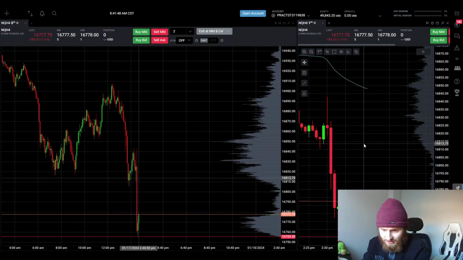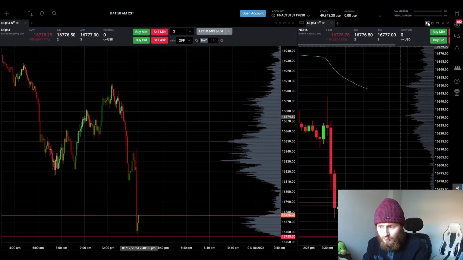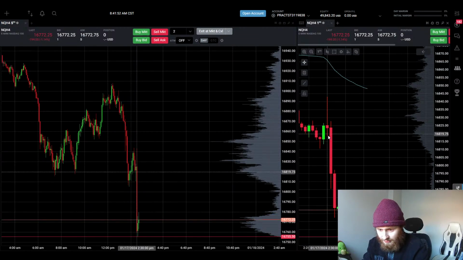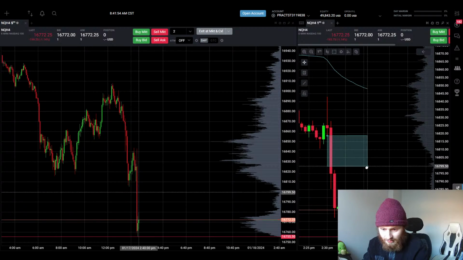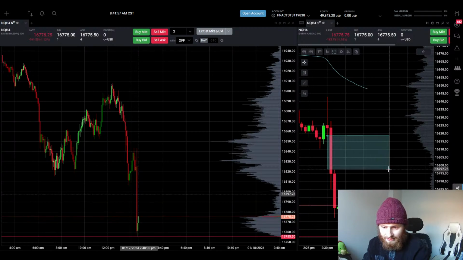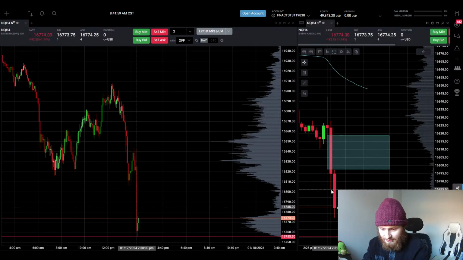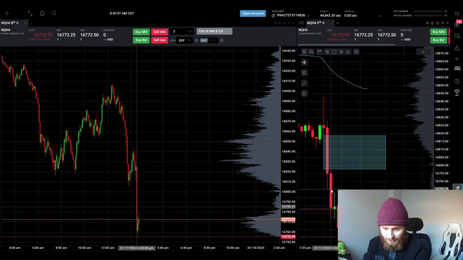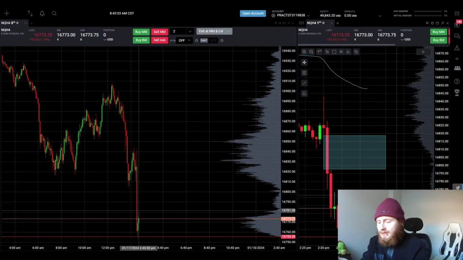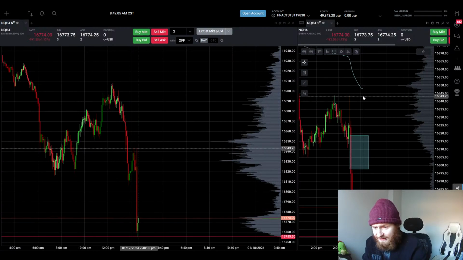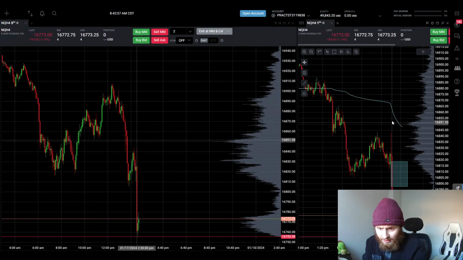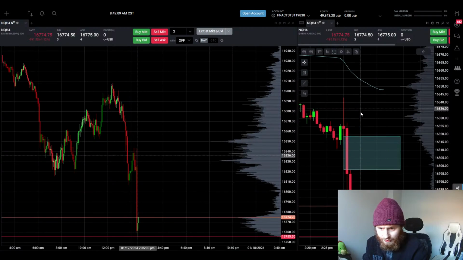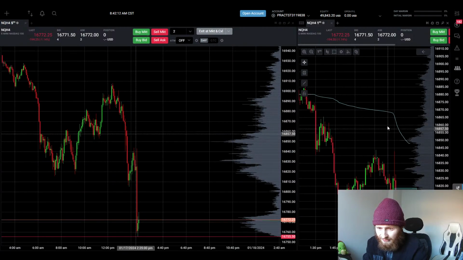We're going to be looking for entries on this. The first thing we're going to do is mark out our fair value gaps. Right, we'll mark these out. This first one is not big enough, so I'm just going to ignore that. We have VWAP all the way up here, so it's quite a distance off.